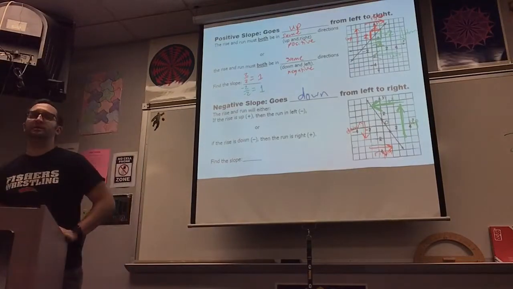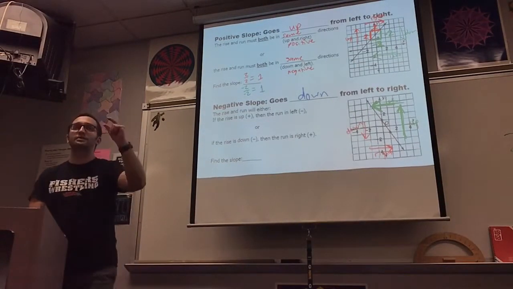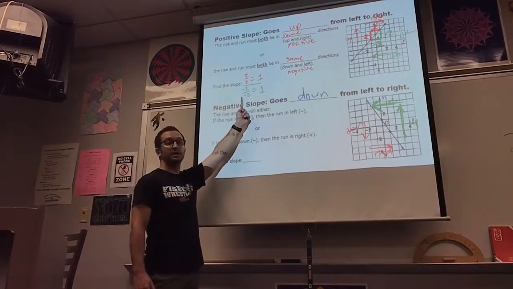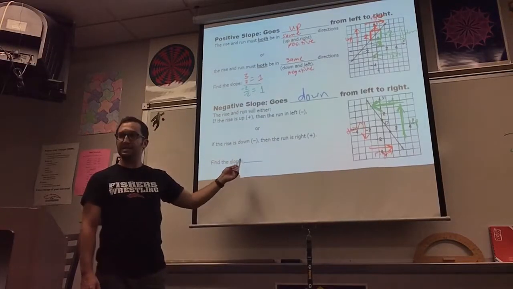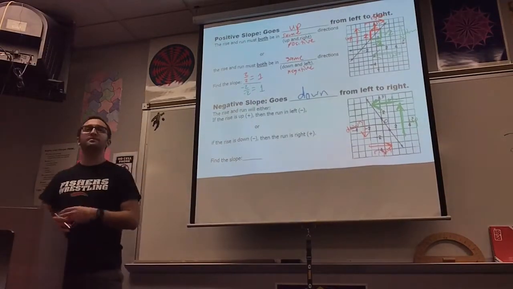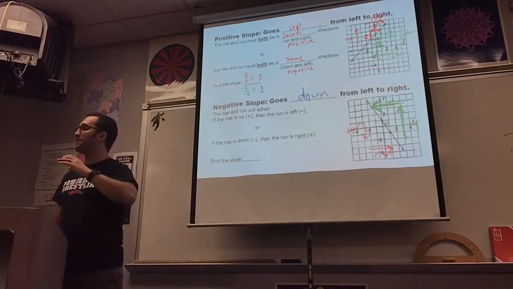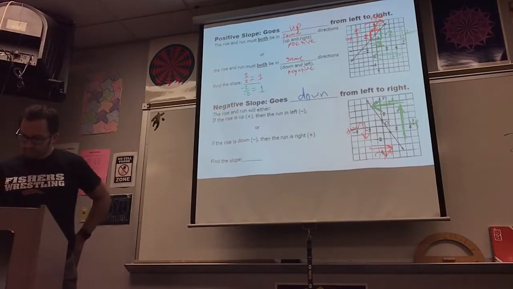No matter what, the only way to get a negative slope is if the numerator and denominator are different signs. Right? Because if they're the same sign, what's it going to be? Positive. Different sign, negative. So we have to know that when we have a line that goes down, either our numerator or our denominator has to be negative. So let's check that out here.